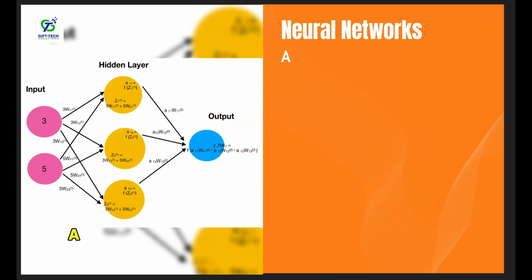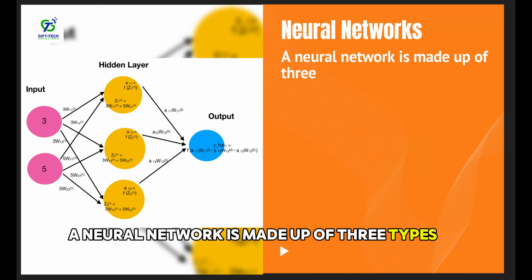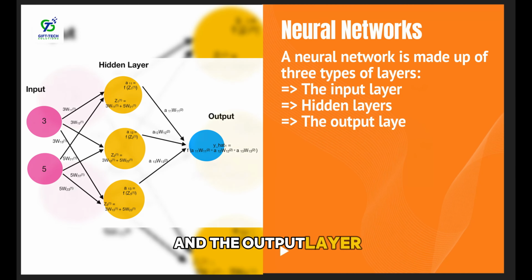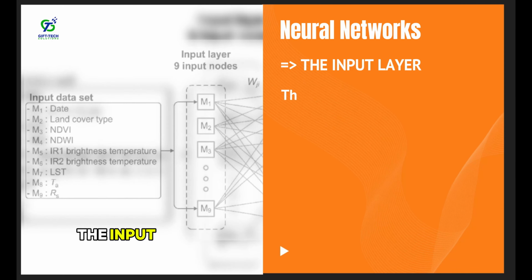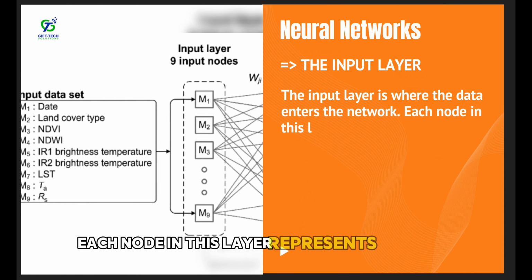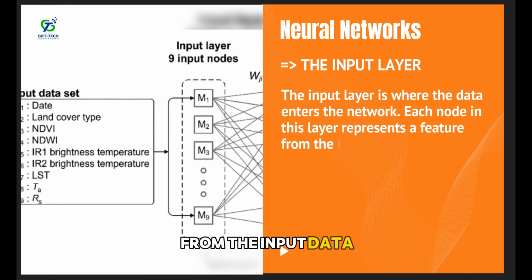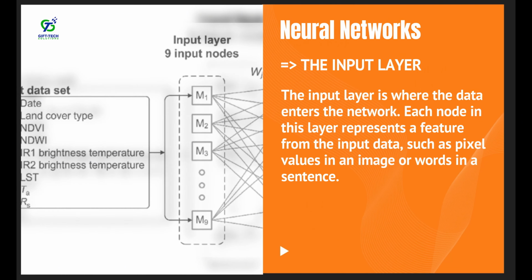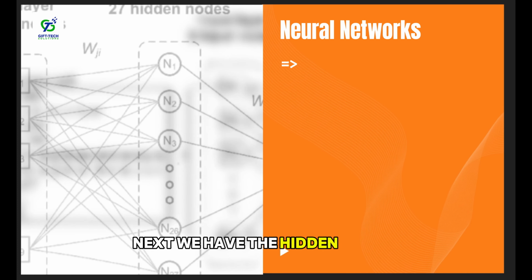At its core, a neural network is made up of three types of layers: the input layer, hidden layers, and the output layer. The input layer is where the data enters the network. Each node in this layer represents a feature from the input data, such as pixel values in an image or words in a sentence. Next, we have the hidden layers.